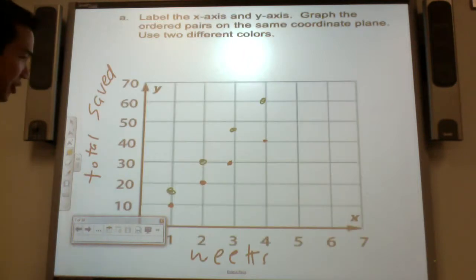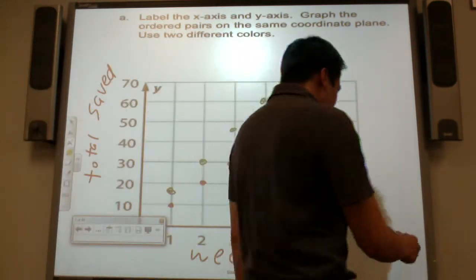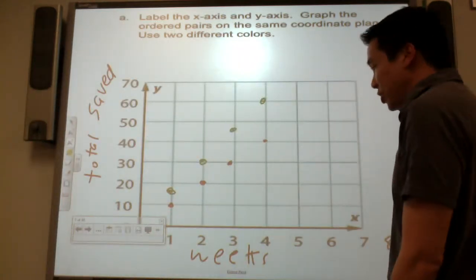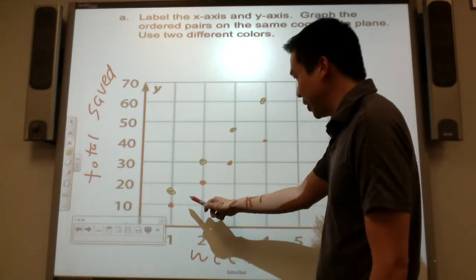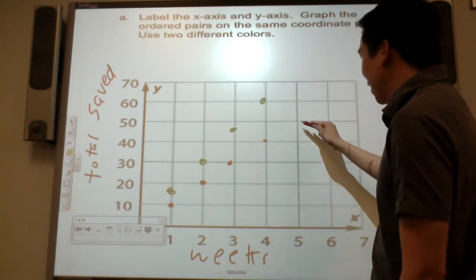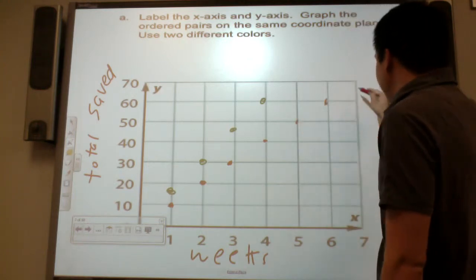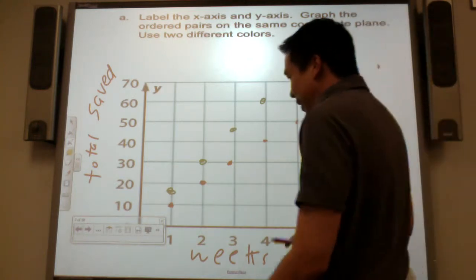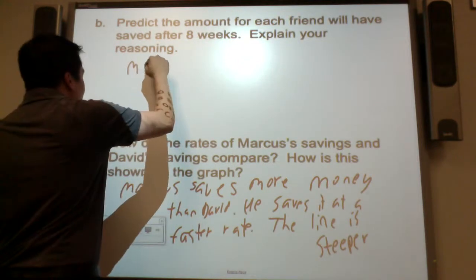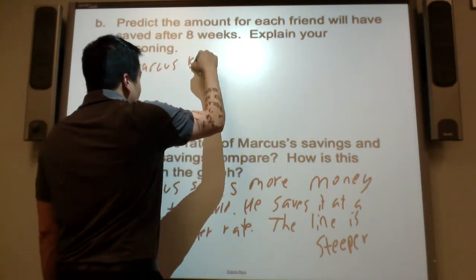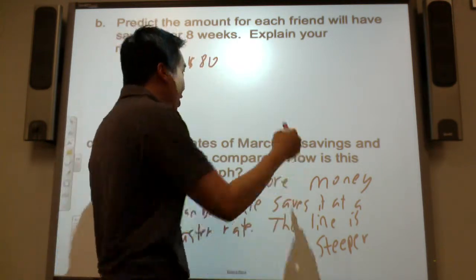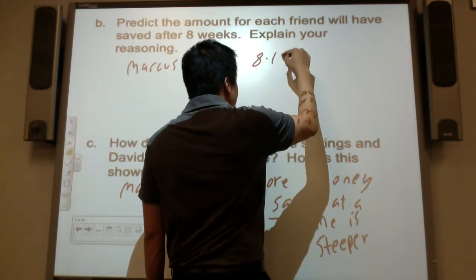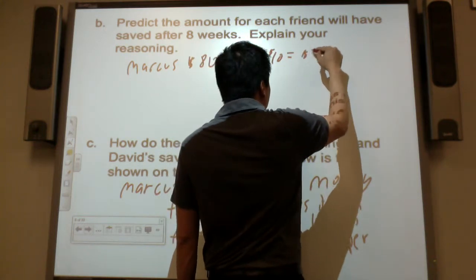So if I graph Gabe all the way to 8 weeks right here, could we still do it? Well, we know Marcus saves $10 every week. 10, 10, 10, 10. 5 would be 50, 6 would be 60, 7 would be 70, so 8 would be 80. So Marcus will have $80. Or another way to do it is each week he saves $10, 8 weeks times $10 will be $80.